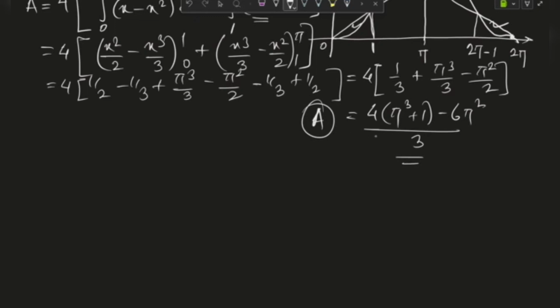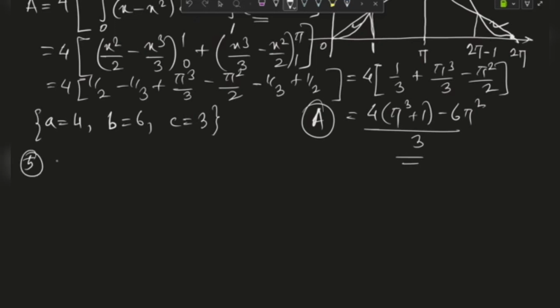And so I guess this was given to be something of the sort a times (pi cube plus 1) minus b pi square by 3, right? Okay, not plus, minus b pi square. So from comparing, we have a equals 4, b equals 6, and c equals 3. Here's our final set of results. Now we are ready to move on to the final questions.